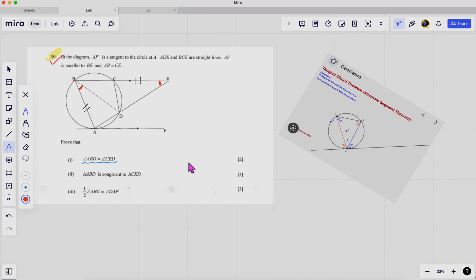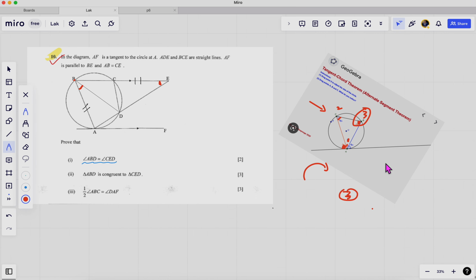So how you prove is, we make use of this tangent chord theorem. How to read on your own next time: if this is the angle, it's on the left, so you read this direction to the third angle. Right next to it is called the first angle, then you read like this, so this is the second angle, this is the third angle, therefore this one is equal to the third angle.